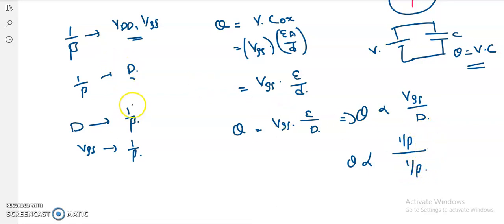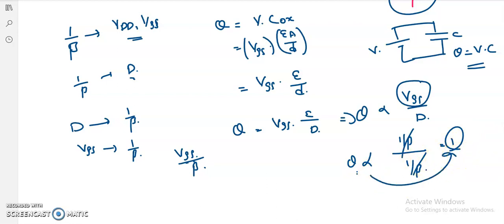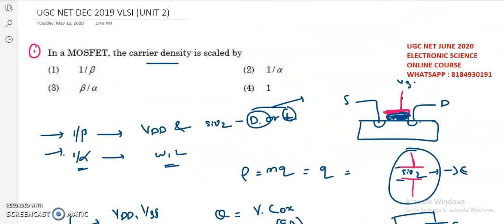So actually, if the initial thing is VGS, then after scaling we have to take VGS by beta. Or else you can simply take, in the place of VGS, 1 by beta. The thickness is also scaled by 1 divided by beta. Now both these will get cancelled, then that becomes equal to 1, so the charge density is equal to 1. So from this concept, the correct option is the fourth option, that is 1. It is the scaling applied to the carrier density of the MOSFET.